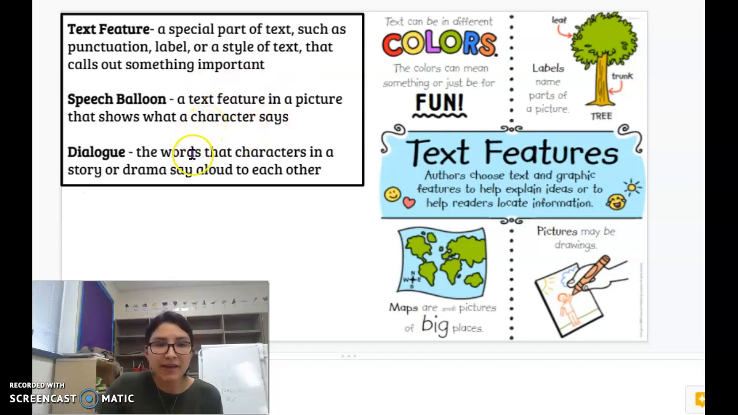Speech balloon. I have an example of this on the next slide that I'll show you. Go ahead and say that with me. Speech balloon. Good job. Speech balloon: a text feature in a picture that shows what a character says. So I'll show you that in a minute.